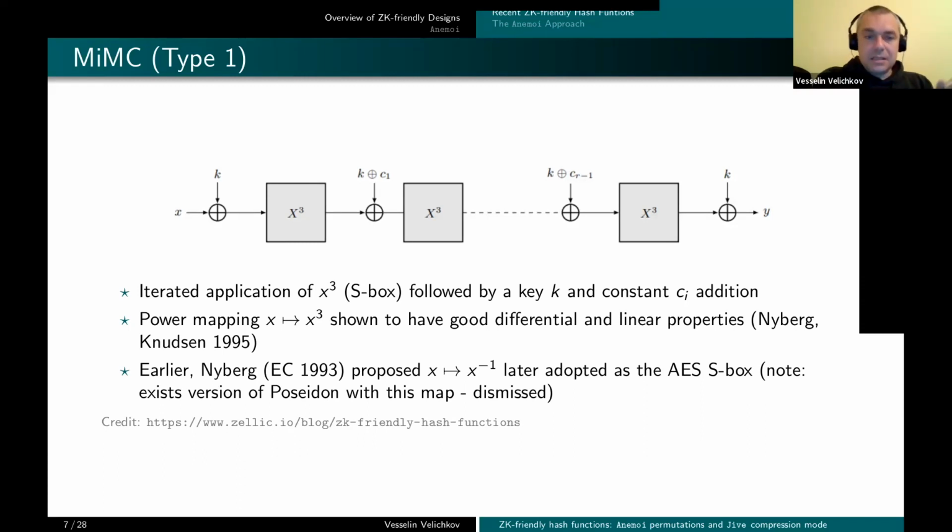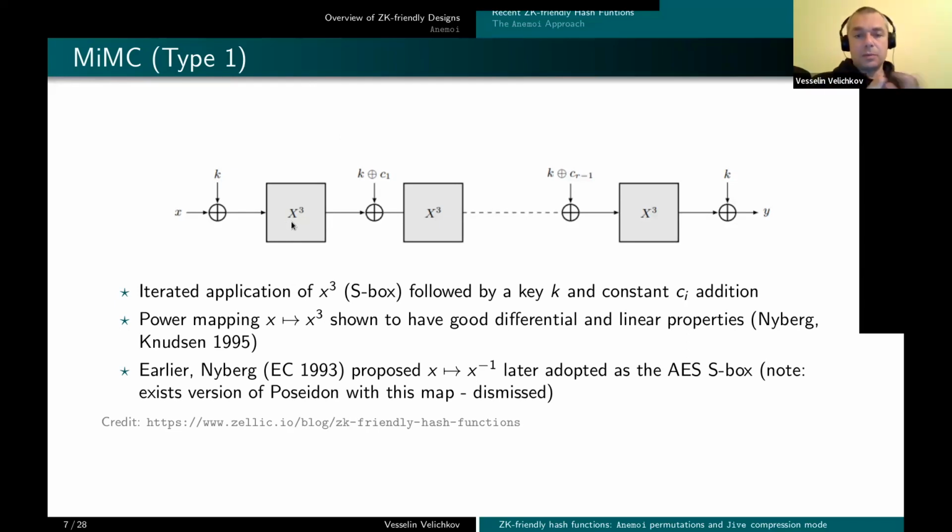So interestingly, 2 years before, a similar result was proven for the inverse mapping. So x goes to x to the -1, the modular inverse in a finite field. And this mapping was adopted, with a small modification, as the main component of the AES S box. So it's kind of interesting that you have this x to the -1 adopted in the most widely used symmetric cipher nowadays, and later on we have the second mapping, which is x cubed, adopted in probably the first ZK-friendly hash function. But okay, so that's the reason why x cubed is an interesting mapping.